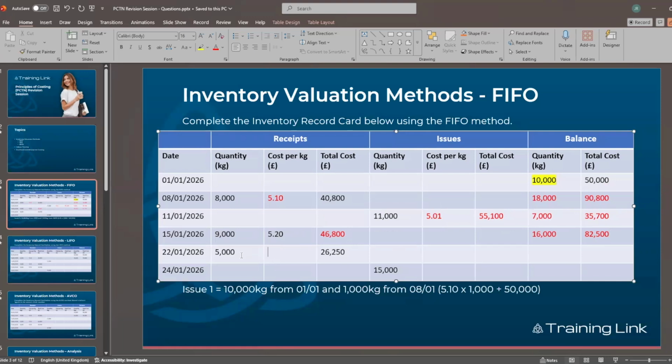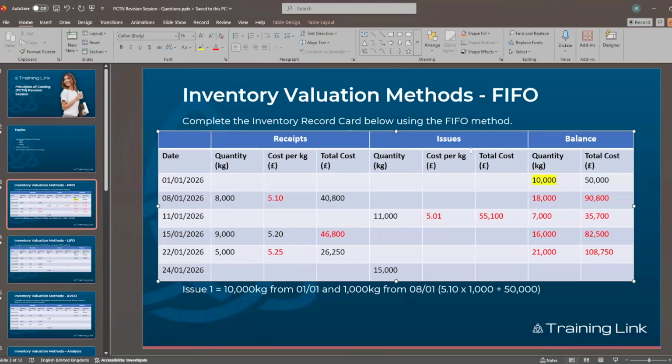We've then got another receipt here of 5,000 a week later. Missing the cost per kilogram there. Total cost divided by quantity should give us £5.25 per kilogram for this particular receipt. And then again, we can add those onto there as we go on our running balance. That then brings us to our final receipt here for 15,000.